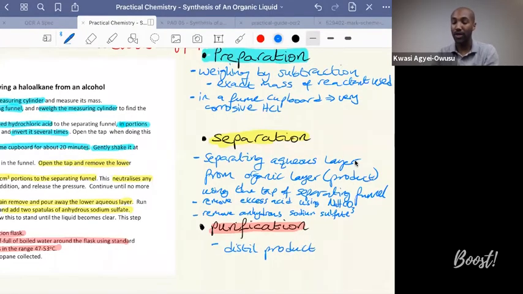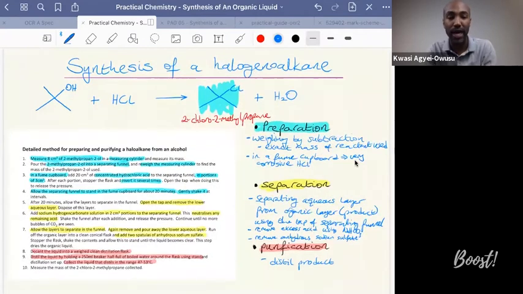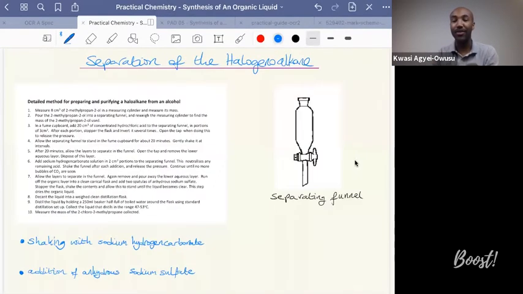Okay, so that's quite a detailed look at the different steps involved. Now, I'm going to take aspects of each of these 3 main steps and drill deeper to ensure that we've got a full understanding of why each of these steps is taken, and also some of the pieces of apparatus involved. Okay, so looking at the separation process and specifically looking at the separating funnel.